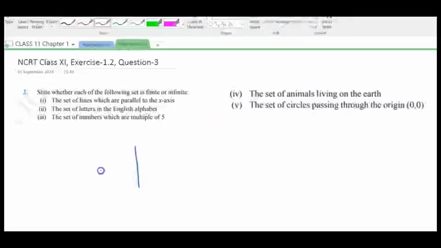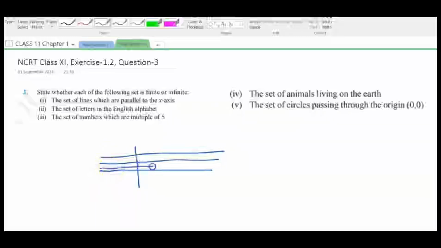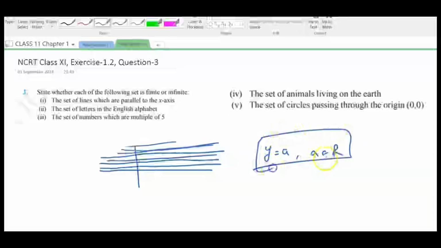Now, how many lines are there which are parallel to the x-axis? Of course, there are an infinite number of lines, right? There are infinite numbers of lines which are parallel to the x-axis. So, any y is equal to a, where a is a real number. You can put any value here, y is equal to 1, y is equal to 0. All these lines would be parallel to the x-axis, so this is an infinite set.